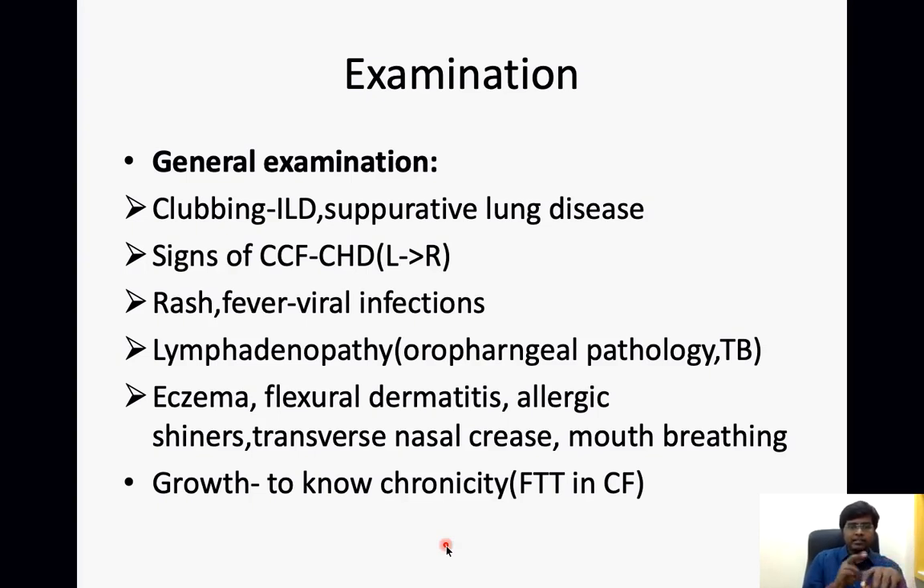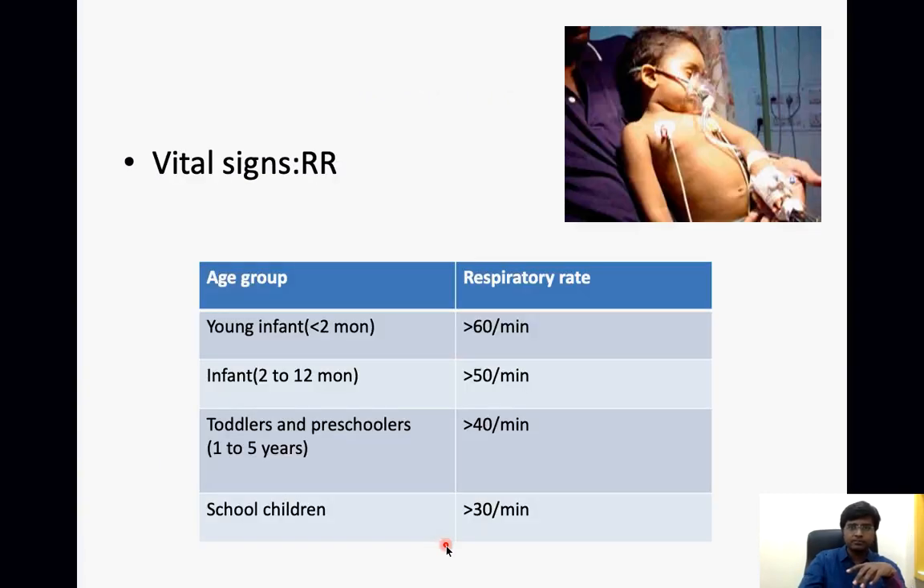And whenever there are skin rashes or eczema, flexural dermatitis, allergic shiners (dark circles) and mouth breathing, you think of an atopic problem, asthma and allergic rhinitis in these children. And whenever the child is very thin, lean, with failure to thrive, you think of chronic problems like cystic fibrosis. So always look for the respiratory rate.